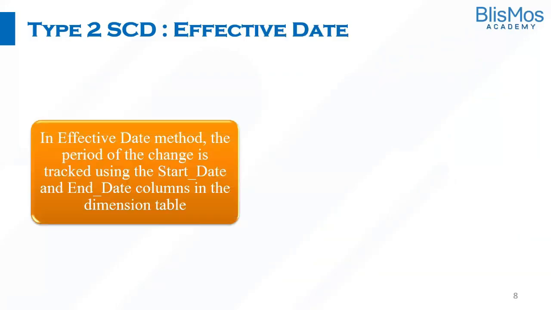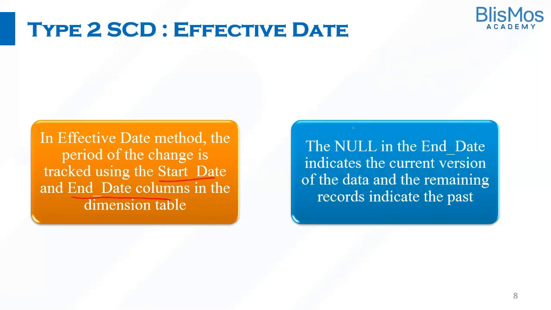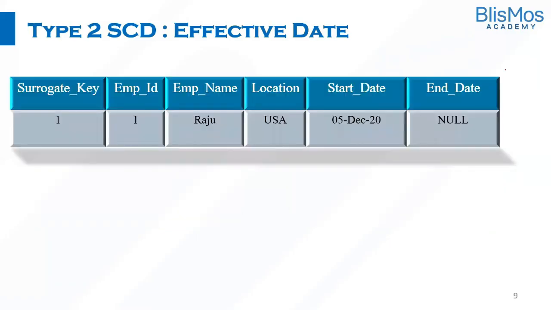One more way is effective date. In this case, the change is tracked using the start date and end date columns. Null value in the end date indicates the current version of the data and the remaining records indicate the past. Let us take an example here. This is the previous data where end date is null, means Raju is still staying in US.